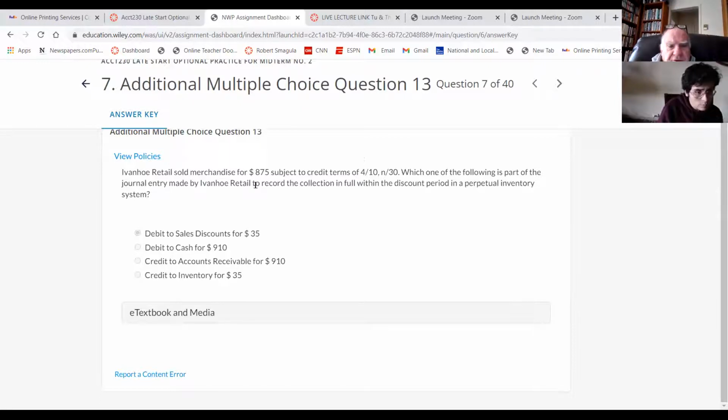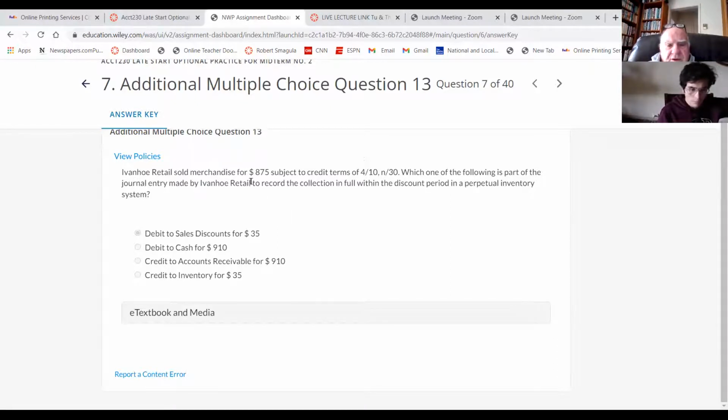Ivanhoe sold merchandise subject to terms 4%, 10, net 30. Which of the following is part of the journal entry to record the collection? Again, I would have all these journal entries written down. We know we're going to debit cash, okay? We know we're going to debit sales discounts, and we know we're going to credit accounts receivable.